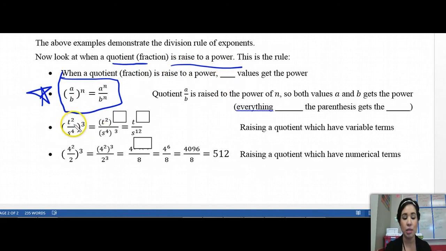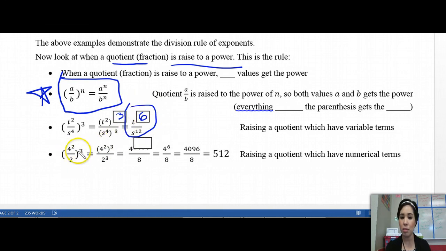Okay, so here let's go ahead and apply it. T to the second, s to the fourth, all raised to the third. So it's going to be t squared to the third, s to the fourth to the third. So now I'm going to apply the rules that I've learned. This is going to be 2 times 3, that's going to be t to the 6th. This is going to be s to the 4 times 3, which is going to be s to the 12th. So this is going to be my final answer for this one.